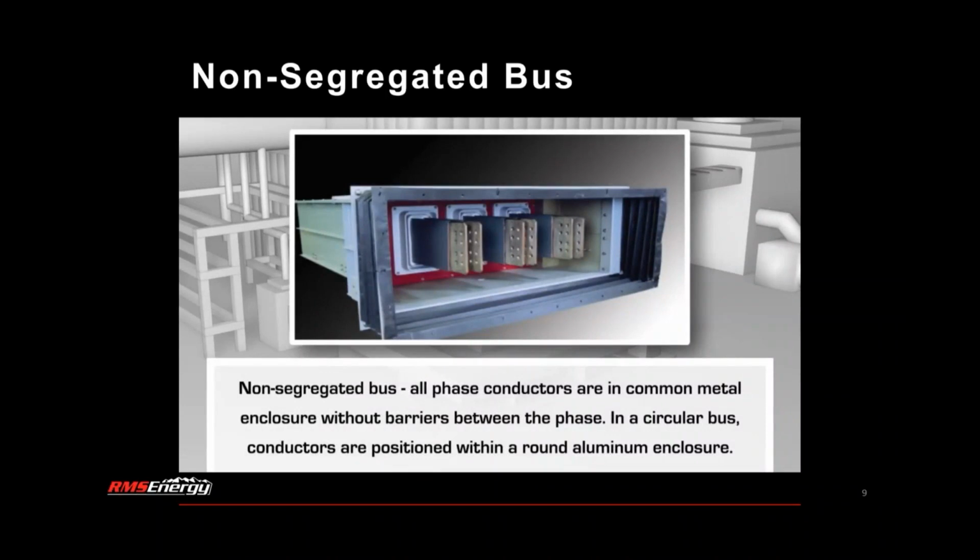So this bus can be found between your GSU and your generator as a main power branch, but it's also commonly found as medium voltage distribution within a plant.